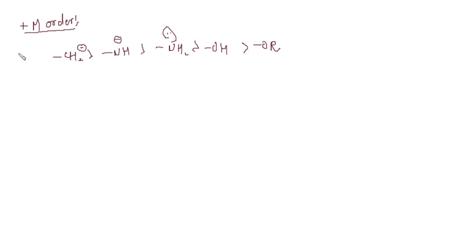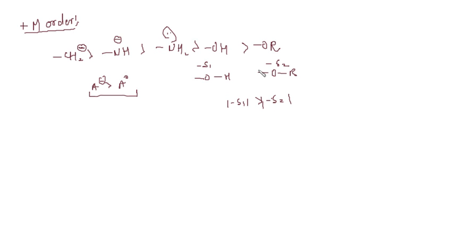Okay, now in plus M group, CH2 minus is greater than NH, then NH2, because a negative charge has more electron density, so a negative charge will be greater than a neutral. Okay, in case of plus M order, so it is neutral. Then OH, then OR. So due to polarization, if we compare OH and OR, suppose one has minus delta 1 charge and the other has minus delta 2 charge. Now the magnitude of minus delta 1 is greater than minus delta 2.